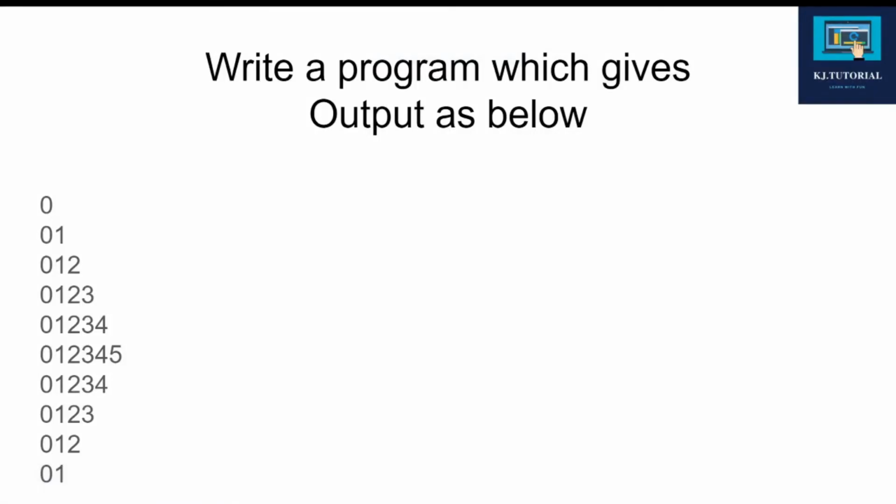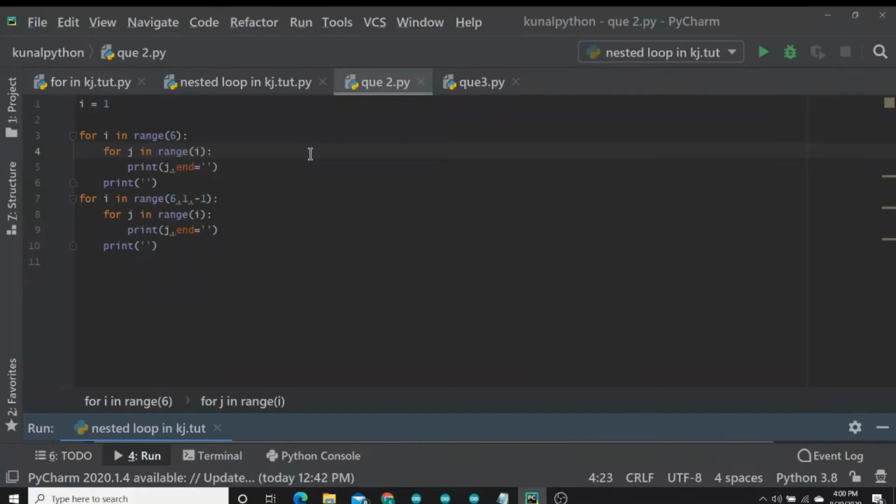So the first question using nested loop is, write a program which gives output as below: 0, 0 1, 0 1 2, and so on up to like this. So let's see how this code will run. We have initiated i is equal to 1, and then for i in range 6, which means from 1 to 5, and then for j in range i, which means in the range of i, print j with end equal to some gap, and then print some gap.